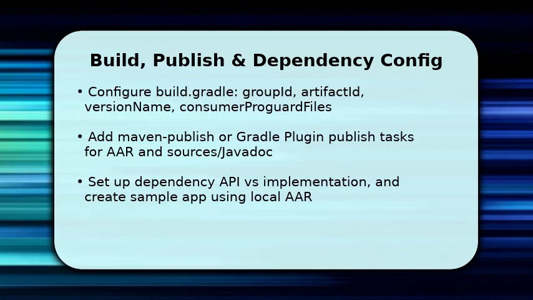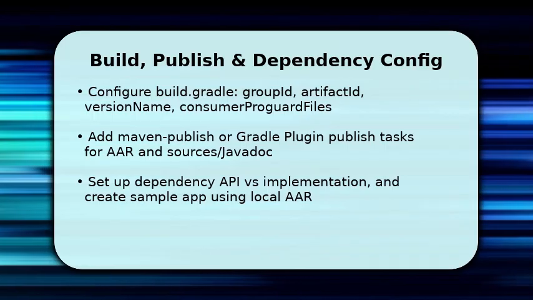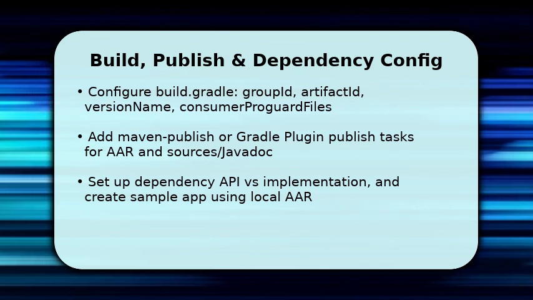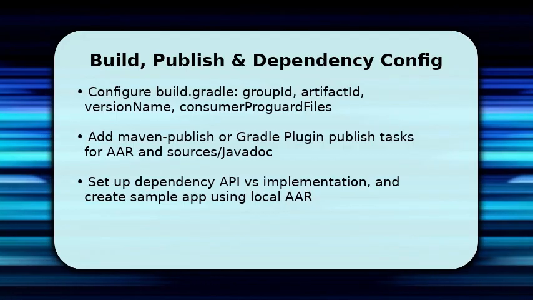Define dependencies with API for exposed types and implementation for internals. This prevents leaking transitive libraries. Then wire a sample app to consume the local AAR or Maven repository to validate integration. Finally, run assemble release and inspect the AAR contents to confirm resources and manifests are correct.